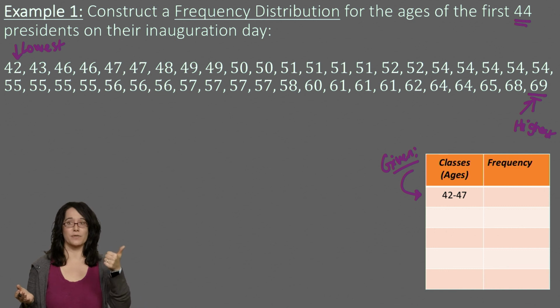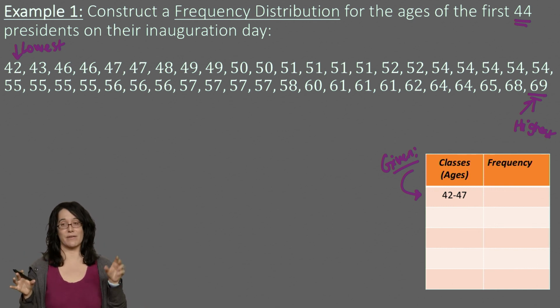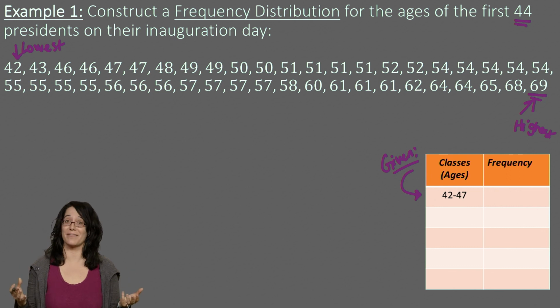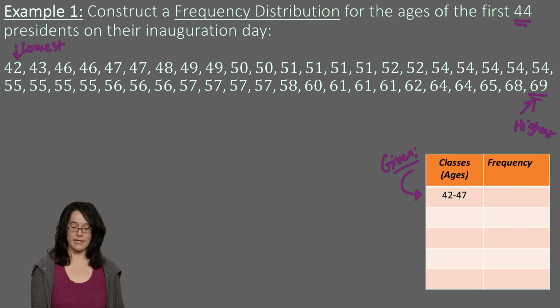42, 43, 44, 45, 46, 47. It looks like my class width is 6. Now notice I did not just subtract 47 minus 42 because that would give me 5. It would not include one of the items. So you actually need to add 1 if you're going to subtract, or just count using your fingers if that's helpful, okay? So there are 6 items in that class. So in this case, our class width is 6.